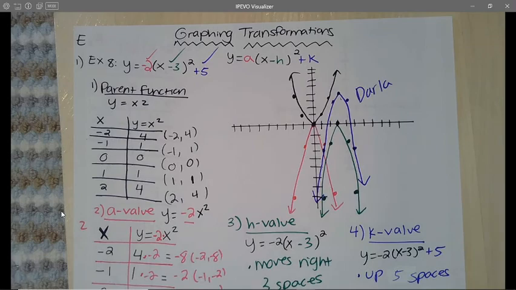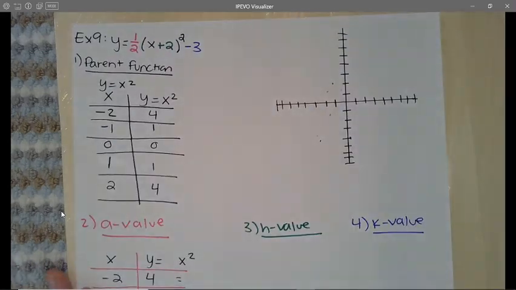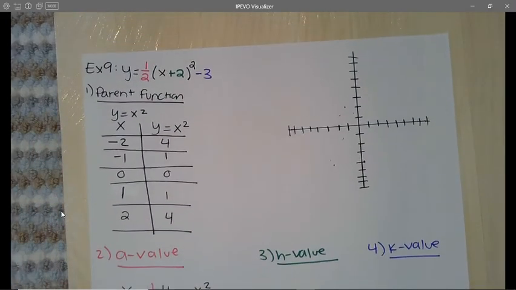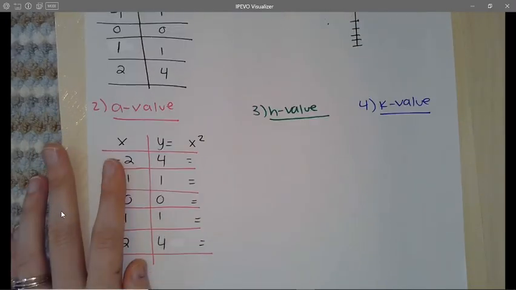So example 9 is going to be pretty much the same thing. I already have it set up and ready to go. So if you want to try example 9 on your own, I say go for it. Otherwise, you can do it with me.